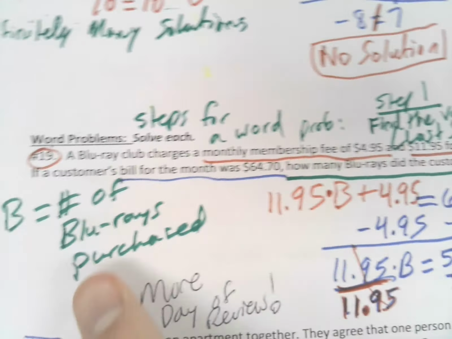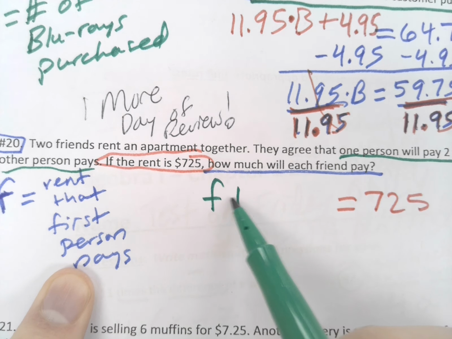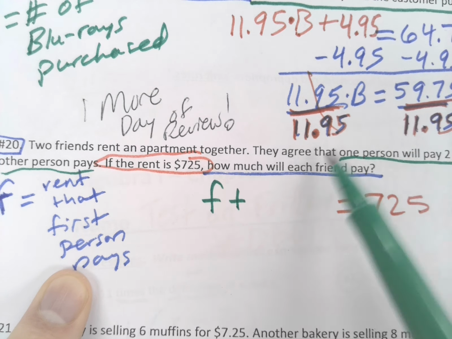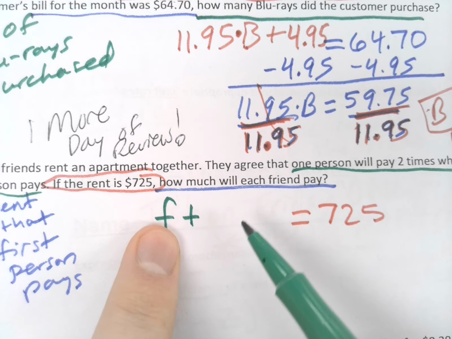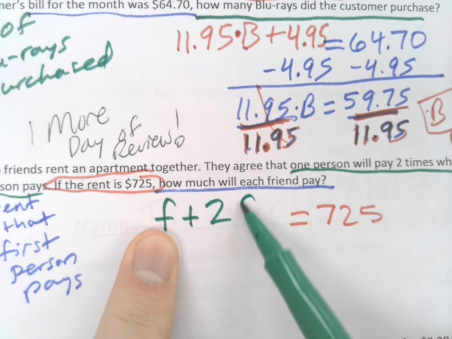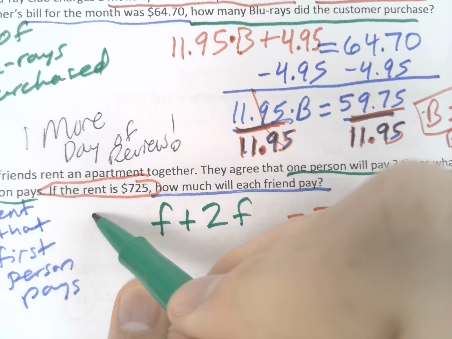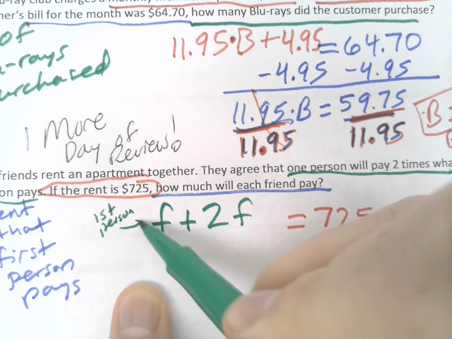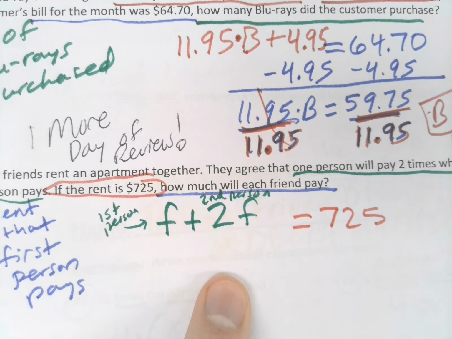Now the rent's going to be $725. That's going to be our total. So if one friend is paying F, that's the amount of money that the first person pays, plus how much is this buddy who's going to pay twice as much? How much is he going to be paying? Well, you take the amount of money that the first person is paying, F, and you double it. 2F. So the amount of rent the first person's paying, F, plus the second person, 2F. And now we have an equation we can solve, guys.